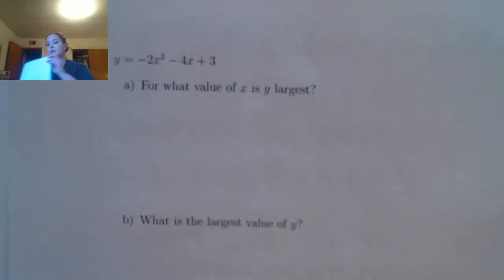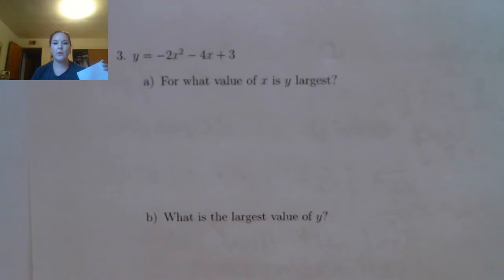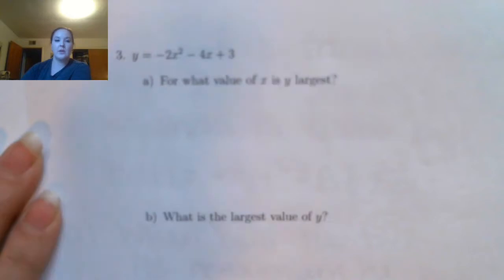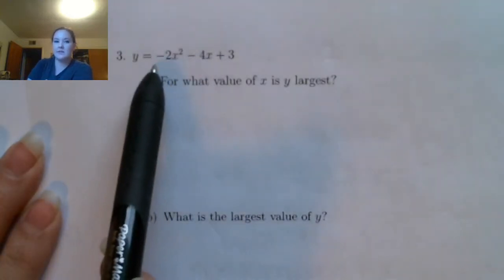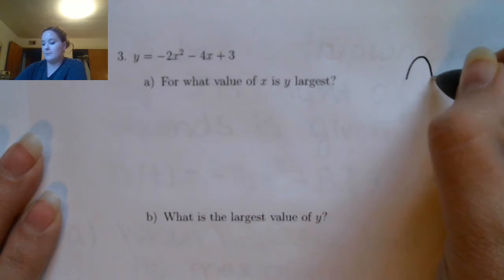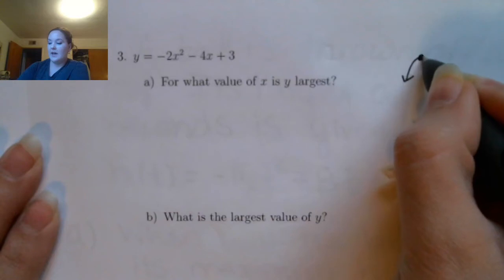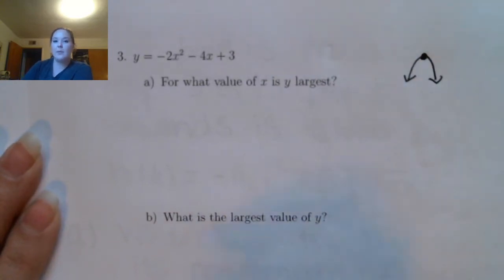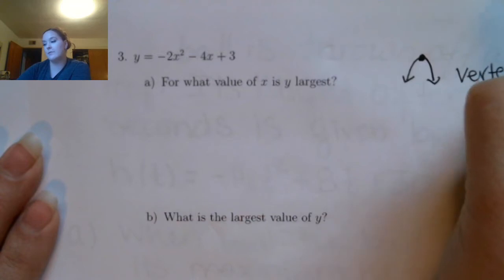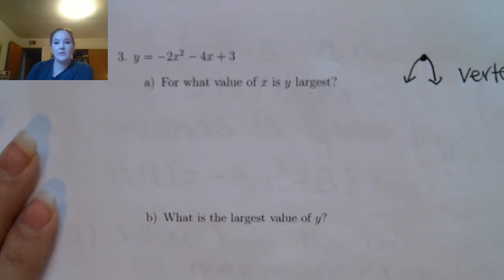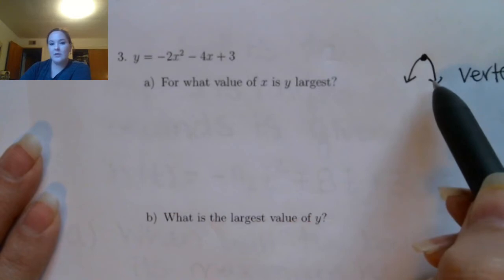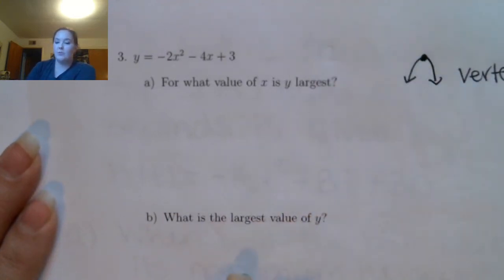Let's look at another example. This says, for what value of x is y largest? In the previous examples we were looking for smallest y, and now we're looking for largest y. We know this is a parabola shape, and we have this minus here, so we know it's going to open down. That means the largest point is going to be at the top here, which is still the vertex. So the vertex is a maximum if it's opening down and a minimum if it's opening up.